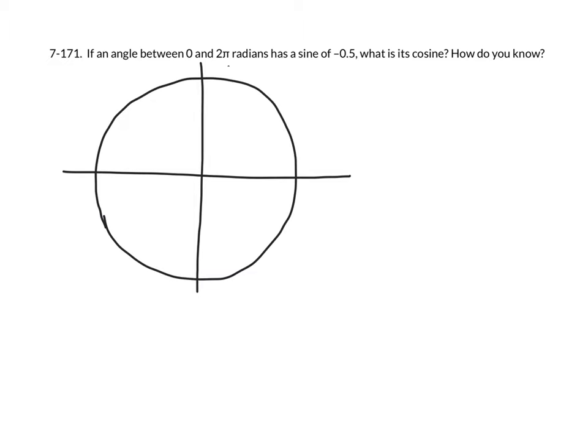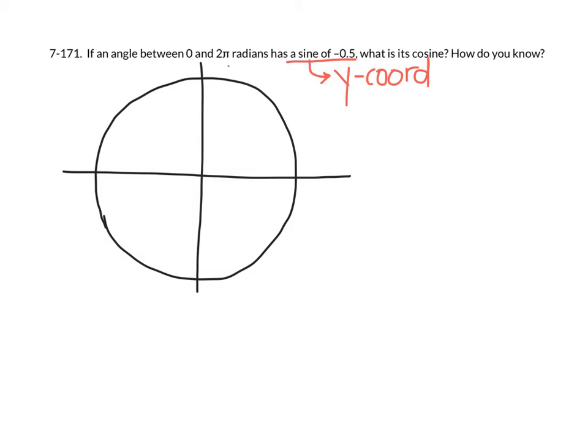We're being asked to find the cosine of an angle when all we know about that angle is what the sine is, and the sine is -1/2. So one of the things that's going to help me out is using what I know about sine, and that the sine of any angle on a unit circle can be found by looking at the y-coordinate.